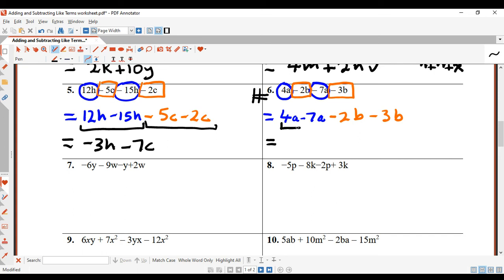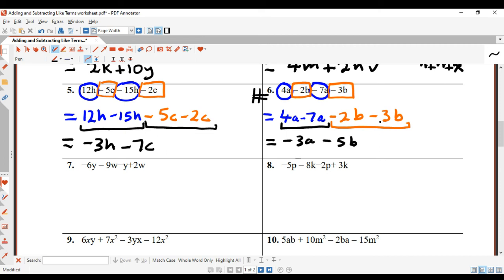So let's put these guys together. 4a take 7a is minus 3a. Now be careful here. This is negative 2b take 3b. So that means you've got to think of it like negative 2 take away 3, which is negative 5b.